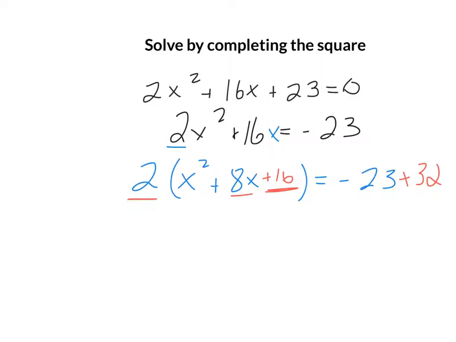Let's take one step and simplify what I have so far. This 2 still is outside. Now what I'm going to do is factor this whole quadratic in here. I'm looking for two numbers that multiply to 16 and add to 8. In this case, it's going to be x plus 4 and x plus 4, or x plus 4 quantity squared. On the right-hand side, I'm left with 9.